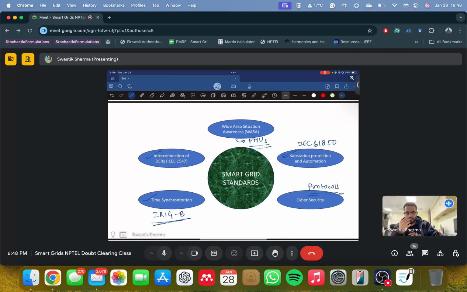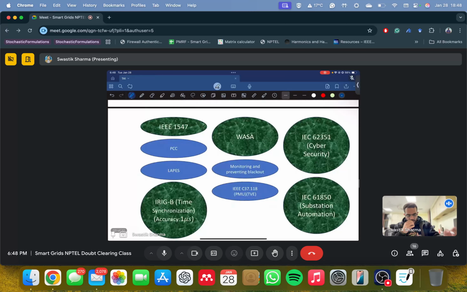There are also standards laid down for how to operate wide area situational awareness, and there is also something called wide area monitoring infrastructure. This is not taught in this week's lecture, but this is something that you should remember, right?